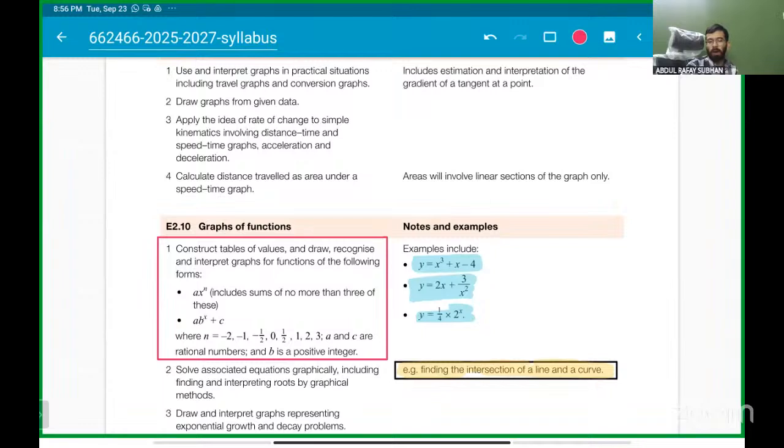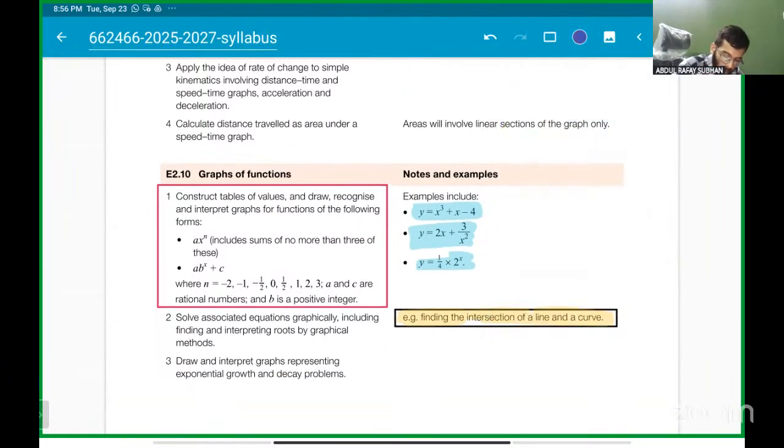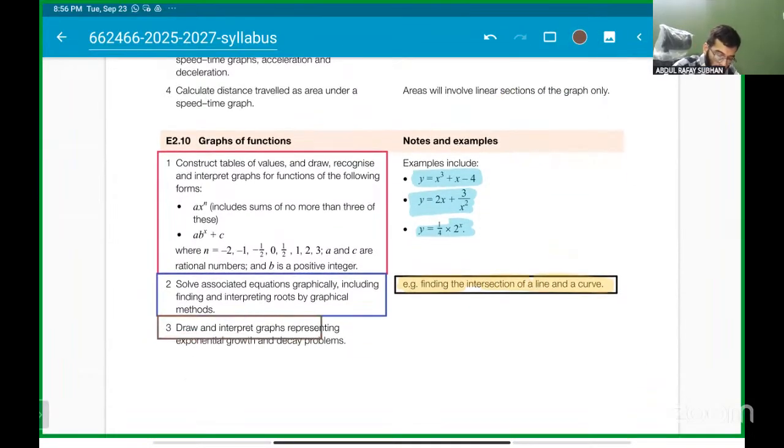The highest power can come as cube, and the value of any power can come as 1, 2, 3, negative half, 0, and -2, -1. These can be the n numbers as well. Then the graph solution part: can the student solve associated equations graphically, including finding and interpreting roots by graphical methods? And can the students draw and interpret exponential growth and decay problems? So for exponential growth and decay problems, basically an exponential graph will be made. No word problem has come yet, but this is how it will happen. Point number three is that.